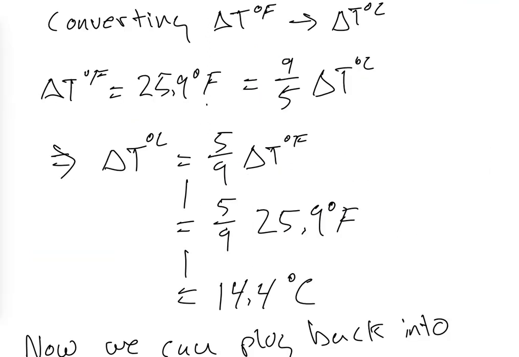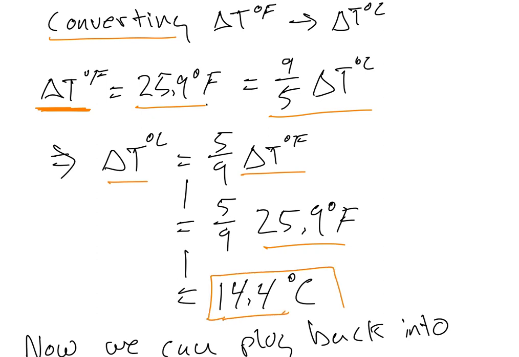So if we carry out the actual conversion here, we're going to set things up starting off with what we're given, a delta T in degrees Fahrenheit. We know that's 25.9 degrees Fahrenheit. We know based on our previous work that that's equal to 9/5 times delta T in degrees Celsius. And so our delta T in degrees Celsius is going to then be equal to 5/9. Just doing a little algebra here, solving for delta T in degrees Celsius, 5/9 times the temperature change in units of Fahrenheit. So plugging in that value, multiplying by 5/9 gives us a temperature.